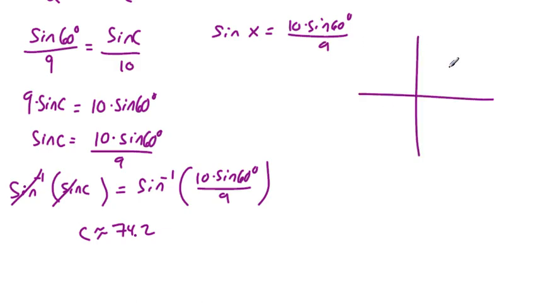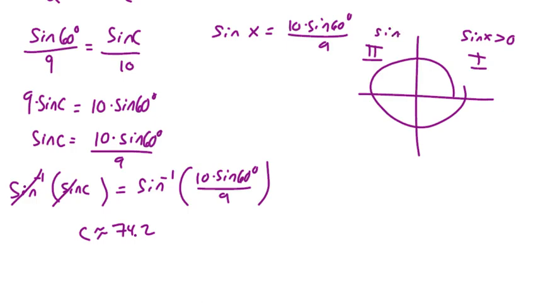If we're on the coordinate plane and we have our unit circle, in quadrant 1 and quadrant 2 the sine value is positive. It's positive in the first quadrant and it's positive in the second quadrant. So notice the degree that's been given to us, 74.2 degrees. That's going to be somewhere over here. Well, it could also be over here though.